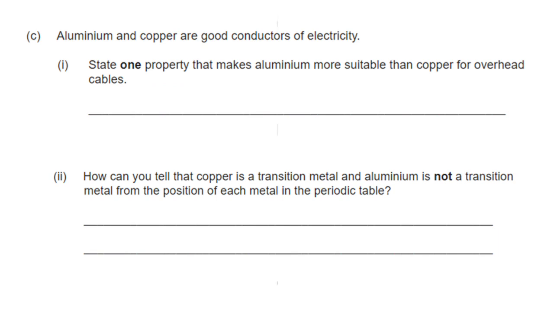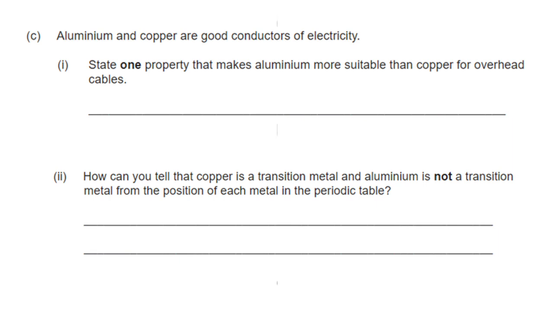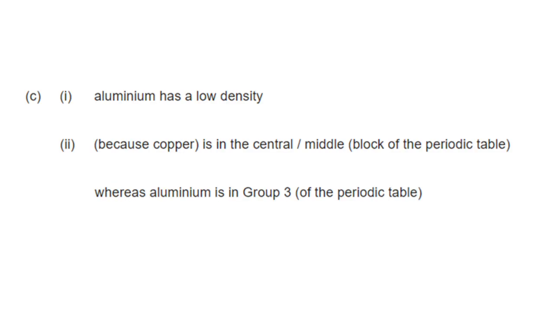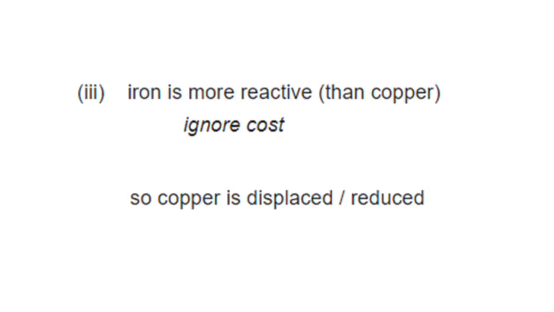State 1 property that makes aluminium more suitable than copper for overhead cables. Aluminium has a low density, it's light. How can you tell that copper is a transition metal and aluminium is not? It's because aluminium is in group 3, whereas copper is in the middle transition block. Copper can be extracted from solutions of copper salts by adding iron. Explain why. Iron is more reactive than copper, so it will displace it.